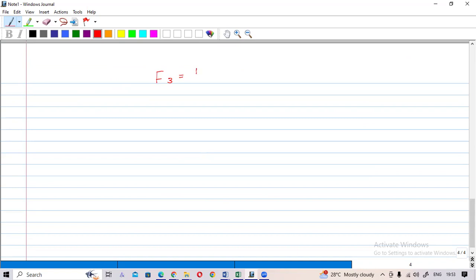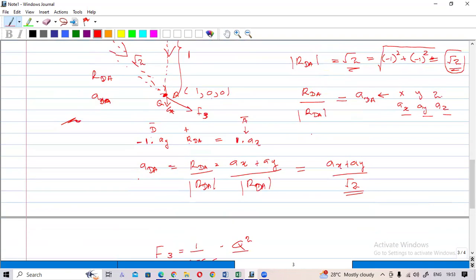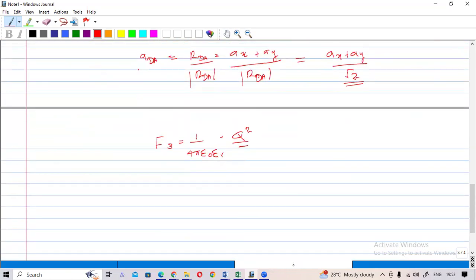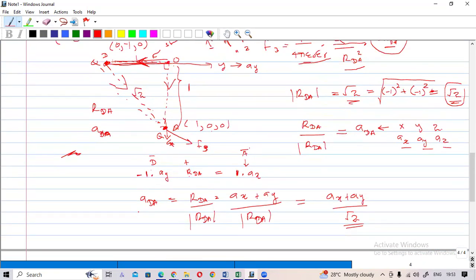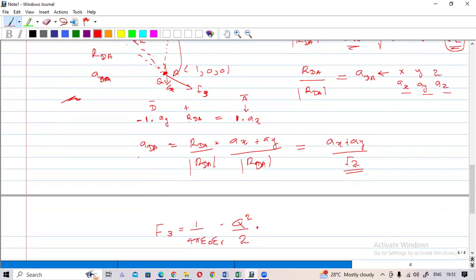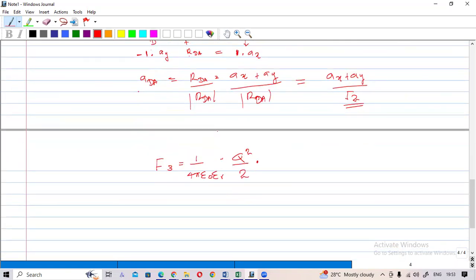F3 is 1 over 4 pi epsilon naught epsilon r, Q square divided by RDA square, that is root 2 square, that is 2, into ax plus ay over root 2. Okay, so this is F3.